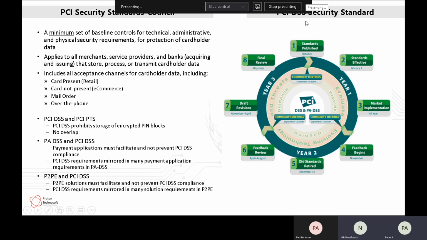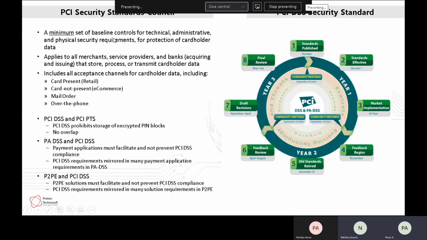Now, the PCI Data Security Standard, which is PCI DSS, is a minimum set of baseline controls for technical, administrative, and physical security requirements for protection of the cardholder data. Cardholder data we have seen: the cardholder name, account number, expiration date, sensitive authentication data, CVV2, track 1 and track 2. All that is cardholder data.